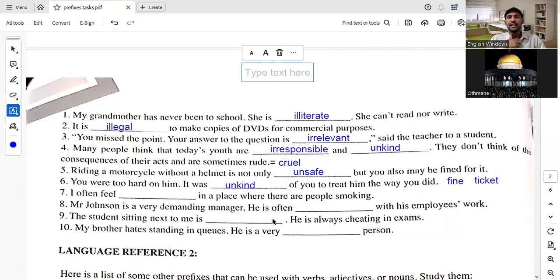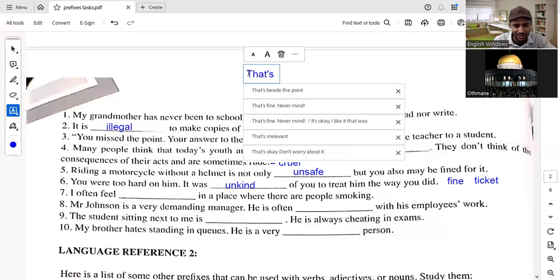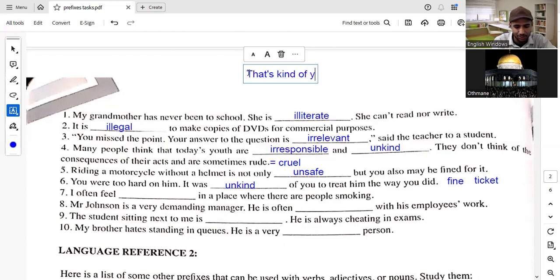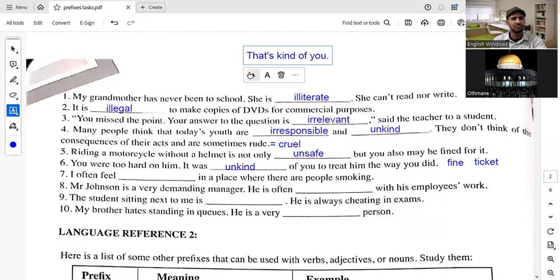If someone did a good job for me, did a favor for me, or gave me a flower or something, I say, that's kind of you. They answer thank you, that's kind of you. But if a person treats another person badly, I say that's unkind of you, right?